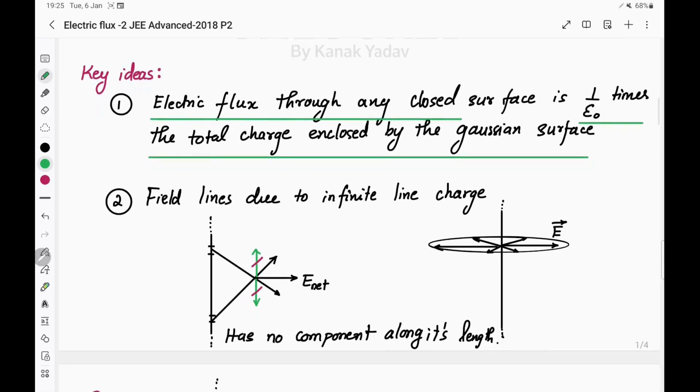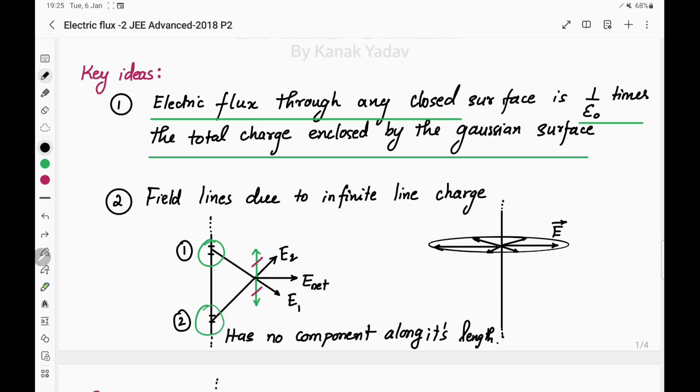The second key idea that we are going to use is how do the field lines due to an infinite line charge look. For example, let us consider these two elements over here on the infinite line charge. If you look at the electric field due to them, let us say the lower element 2 produces E2 over here and the upper element 1 produces E1 over here. Now since we have chosen symmetric elements, these elements produce equal electric field. We see that the vertical components of E1 and E2 cancel out, whereas the horizontal components of E1 and E2 get added.